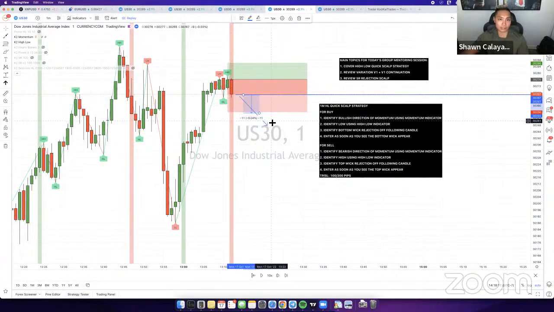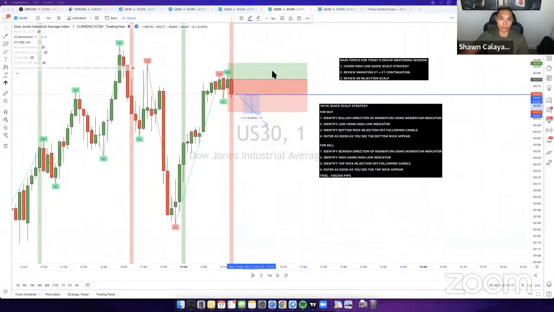If you're not as fast as me or as other people in the group, because the thing with me, guys, is that when I'm looking for this entry, my finger is literally on the sell button or the buy button. So I have my mouse, you can see my mouse right here. It's on my FTMO and it's literally on the buy button.